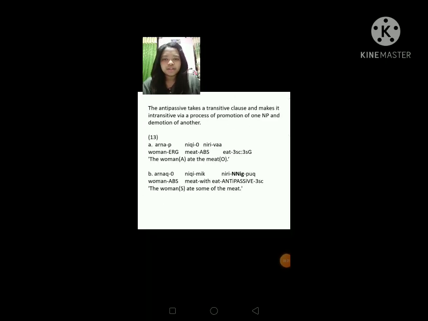The antipassive takes a transitive clause and makes it intransitive via a process of promotion of one noun phrase and demotion of another. You can see the example in number 13a and b. 13b is the antipassive sentence. The antipassive is in the bold form.